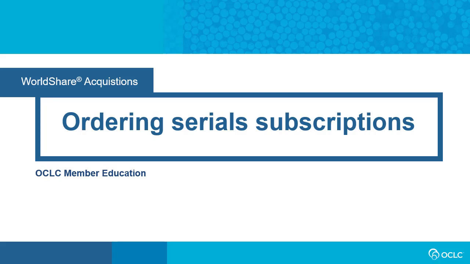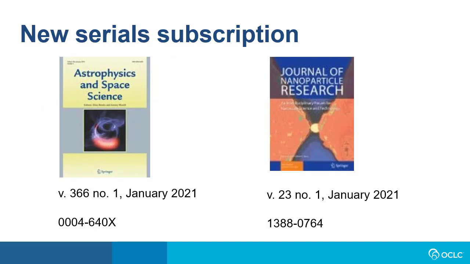In this video, you'll see how to order serial subscriptions in WorldShare acquisitions. So let's say I have two new serials titles to order, Astrophysics and Space Science and the Journal of Nanoparticle Research, and I want to begin these subscriptions with the January 2021 issues.